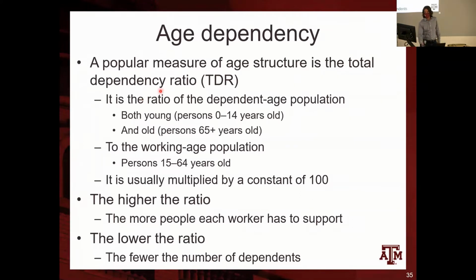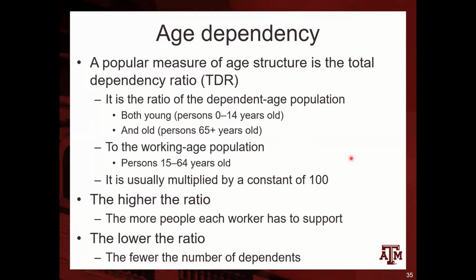And now I'm going to talk about age dependency. So a measure that's widely used by demographers to try to understand the age structure of a population is the total dependency ratio.